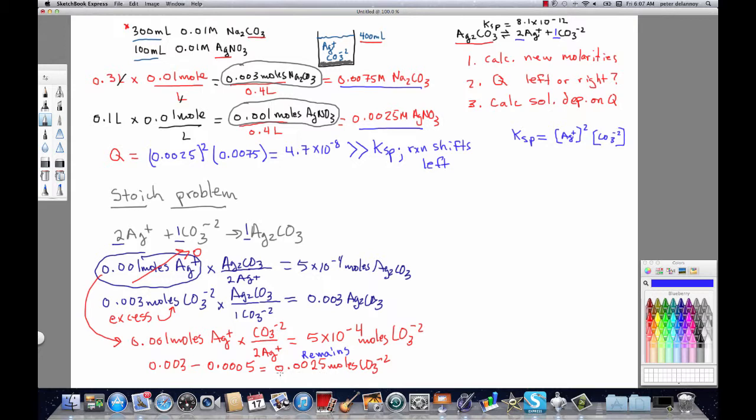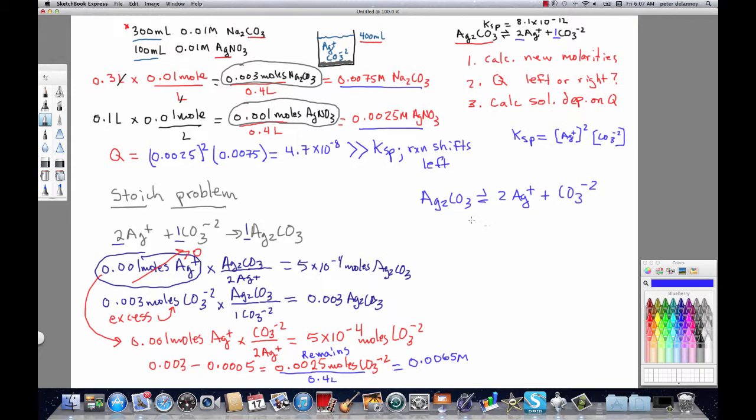Now, we need the molarity of this again in order to use for the equilibrium expression. So I'm going to divide this by 0.4 liters. And so the new molarity of the remaining carbonate is 0.00625 molar. So now we can go ahead and calculate our solubility. So I'm going to rewrite the solubility equilibrium expression here. So it's going to be the Ag2CO3 in equilibrium with the silver and the carbonate.